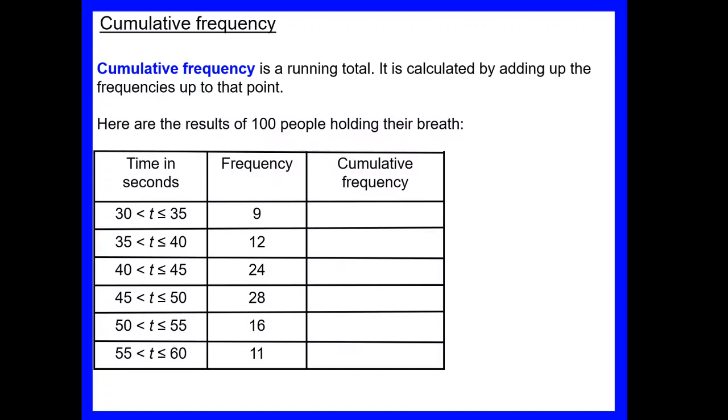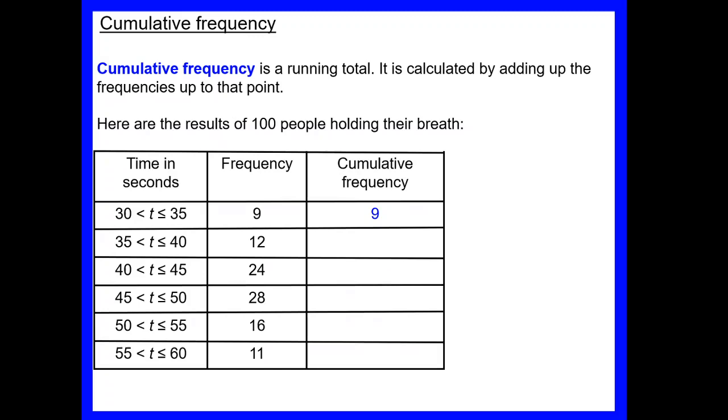So we've got a table of 100 people holding their breath. So the first group is from 30 to 35 seconds, so including 35, and there are 9 people. Our second group from 35 up to 40 seconds is 12 people. Now the cumulative frequency is each of those times from 30 seconds up to the maximum time for that group. So our first cumulative frequency is 9.